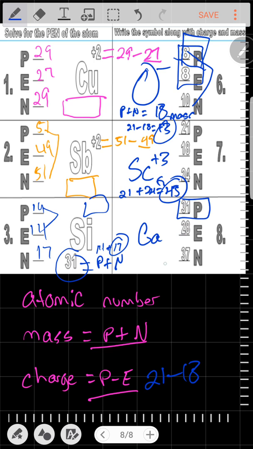And then let's find the charge. Remember, first and foremost, does it have a charge? Yes, it does, because my proton and electron numbers are different. So I subtract them, and 31 minus 28 gives a charge of positive 3. So plus 3. And then now I've just got to find my mass. Look at these two numbers. 31 plus 37 is going to give me a mass of 68. Thank you, and you guys have a good day.